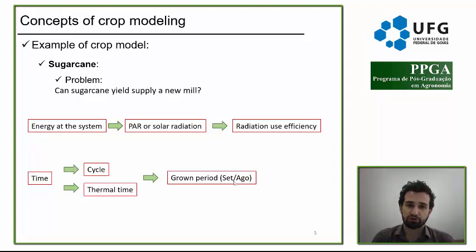Or another approach, I can use thermal time to define how many days the crop will be in the field based on the air temperature in that region. So here we have a very simple model to estimate the biomass produced by sugarcane. And you can see here that, depending on our knowledge, we can use two approaches to define the cycle: use a fixed number of days or use thermal time to define this crop cycle.